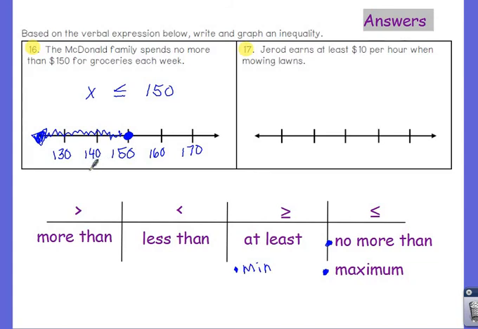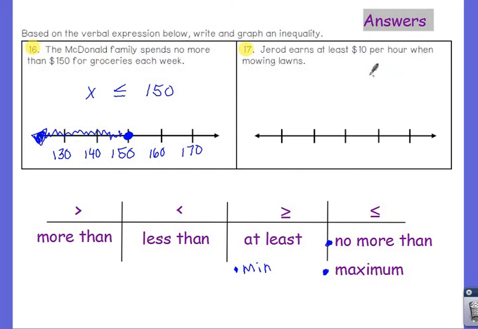Could they spend $0? Yes. Wait, they wouldn't be spending any. Okay, could they spend $1? Yes. Based on this graph, they could probably even spend negative dollars, because they give everybody money. Yeah.